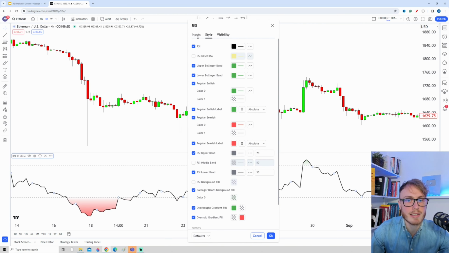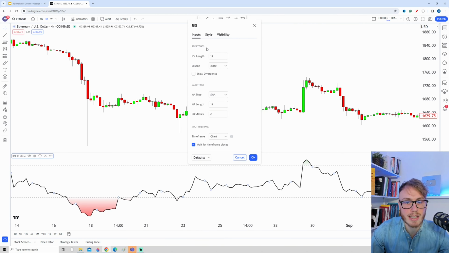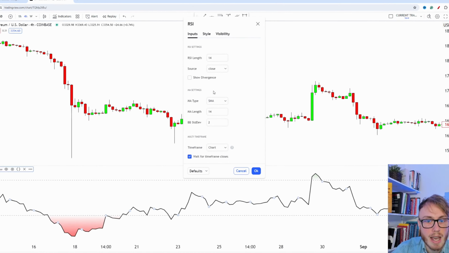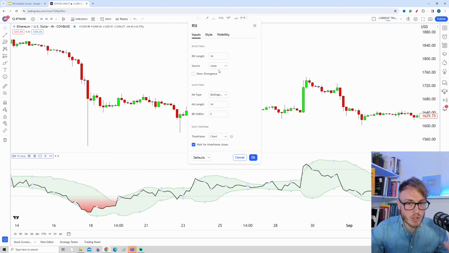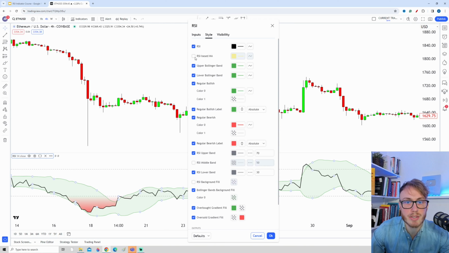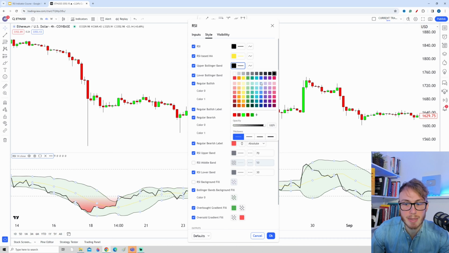But in order to get the Bollinger Band inside the RSI indicator, what you want to do here is that you want to navigate to the Inputs tab for the RSI, and you want to go down to where it says SMA, which is a simple moving average, and we want to change the SMA to Bollinger Bands. And if for some reason nothing happens when you do this, what you want to do here is that you want to go up here to the Styles tab and make sure to check here the RSI based moving average. And you also want to make sure that both the upper band here and the lower band here is checked. For me, I'm gonna change these to black to make it a bit more clean.